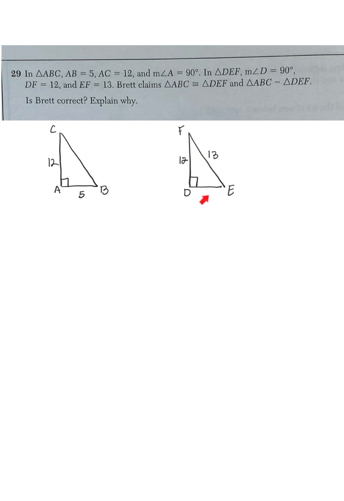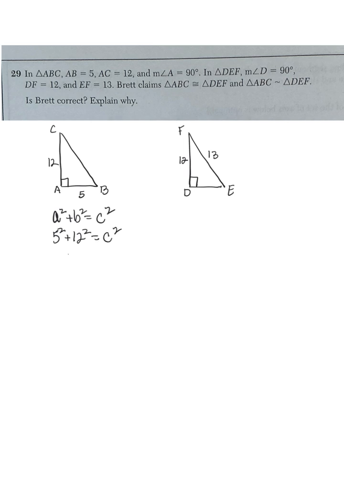And I don't know what DE is. I don't know if it's 5 or not. So when I have right triangles and I'm looking for sides, I think Pythagorean theorem. So I'm going to do a squared plus b squared equals c squared. Now remember, c has to be the hypotenuse. So in this particular triangle, I don't have the hypotenuse. So I'm just going to keep it c.